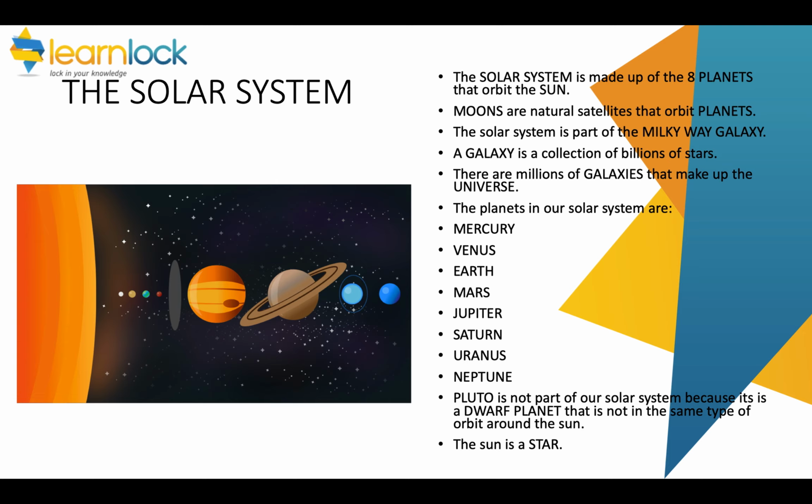In our solar system, the planets are Mercury, Venus, Earth, Mars, Jupiter, Saturn, Uranus, and Neptune. Pluto is not part of our solar system. It's a dwarf planet and it's not in the same type of orbit around the Sun.